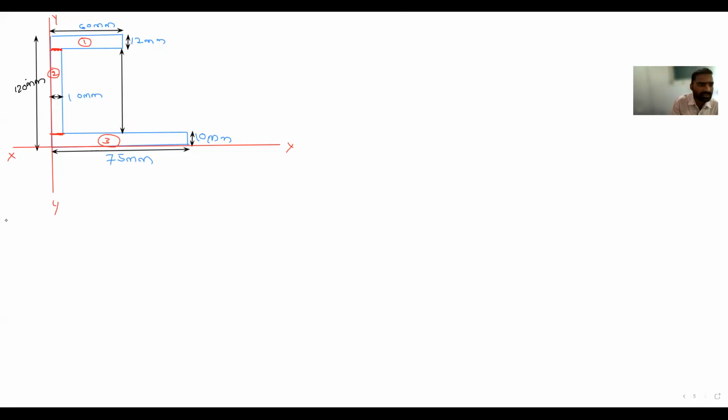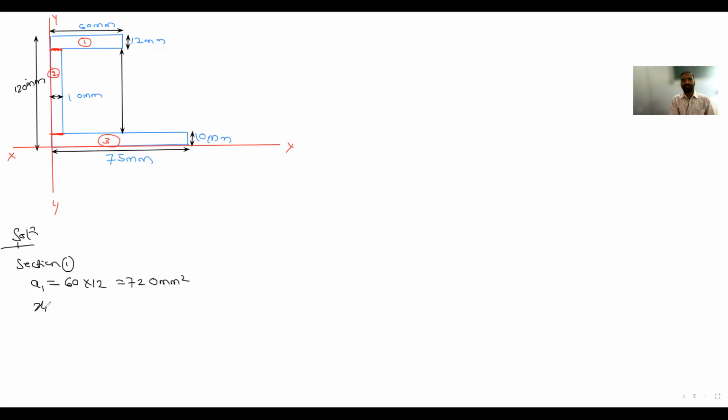So first I will write section 1. Tell me, what is the area for section 1? Is it a rectangle or a circle? Rectangle. So what is the rectangle area? B into D. What is the B? 60 into 12. 720. Yes. 720 mm square.